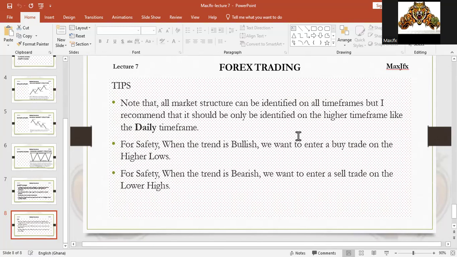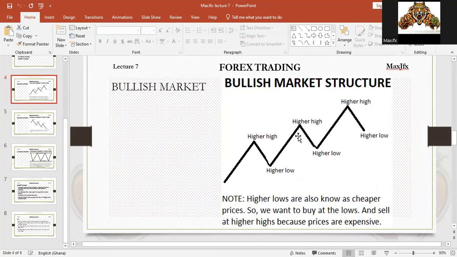Yes. So for safety, when a trend is bullish, you want to enter a buy trade on the higher lows. As I said, when a trend is bullish, like here, we don't want to sell at the higher highs, but rather we want to wait. When it gets to a higher low, then we'll get a bigger catch. Comparing this to this, this is better. We catch a better move, not selling here and buying here. So when it's here, you wait. When it comes to the higher low, then we enter the market to buy.